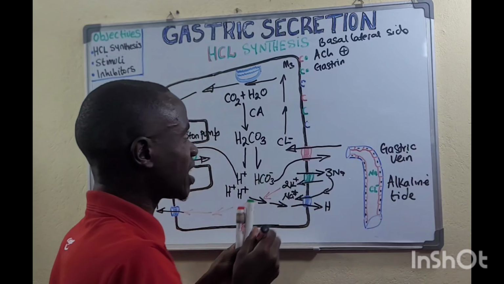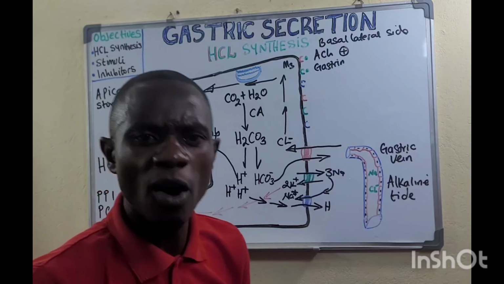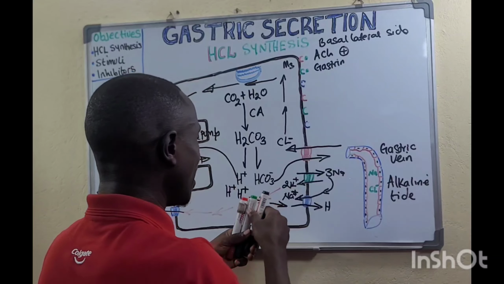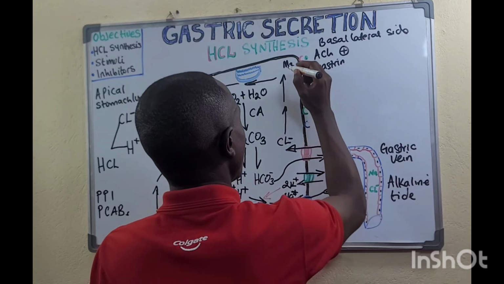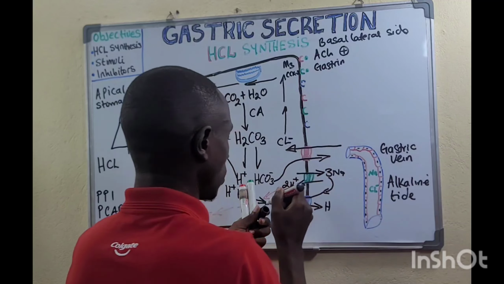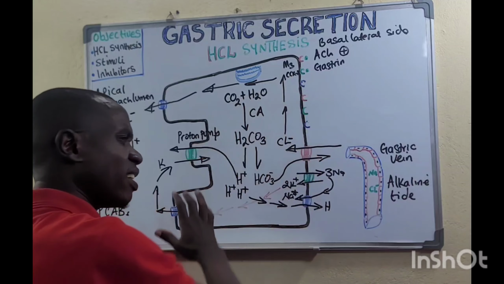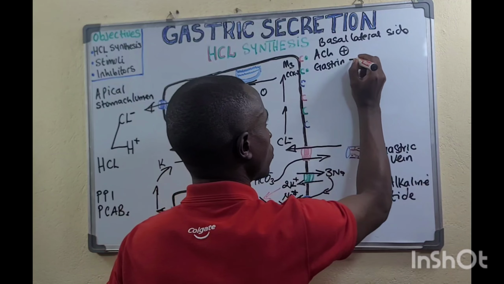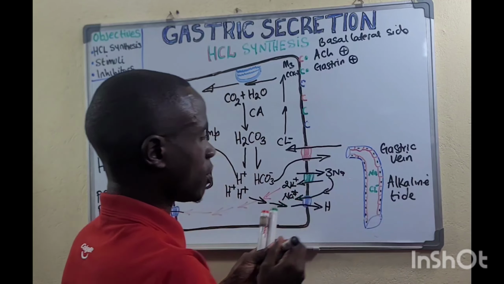Okay, so now gastrin is one of the most powerful stimulators of the parietal cell to produce hydrochloric acid. It is going to be binding on the specific receptor which we call CCK2, and it also stimulates the parietal cell to produce hydrochloric acid. So now gastrin is also going to be exerting a stimulatory effect.